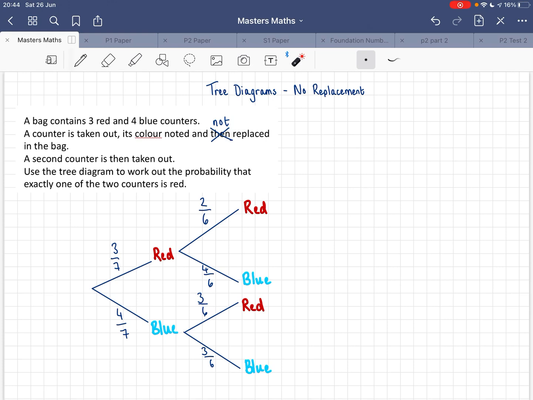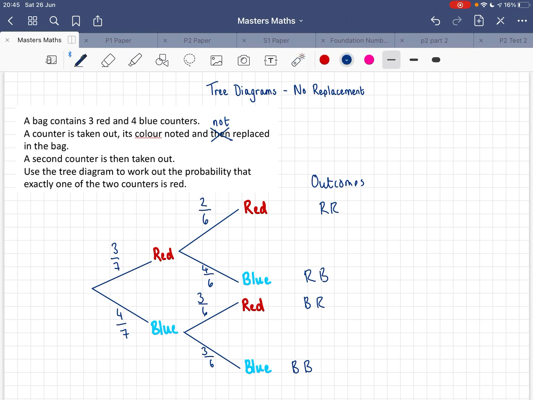Now we want to work out the probability that exactly one of the 2 counters is red. So we do the outcomes and the combined probabilities in the same way. So we could pick a red and a red. These are our outcomes. We could pick a red and a blue. We could pick a blue and a red. Or we could pick a blue and a blue. The probabilities of those things happening, again, come from multiplying together along the branches.